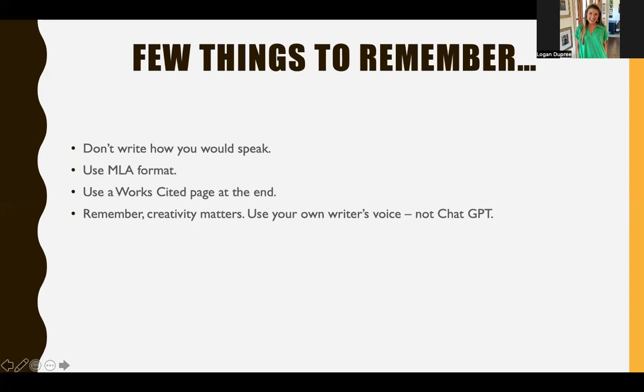And then a few things to remember. Never write how you speak. We want to think about diction and word choice. Don't be too casual in your language where it sounds like you're talking rather than writing a formal paper. Use MLA format, double space, indent your new paragraphs. Make sure that you have headers that are appropriately placed. Make sure you have a title that doesn't just say literature essay, it needs to be creative. And then, of course, make sure you have a works cited page at the end.